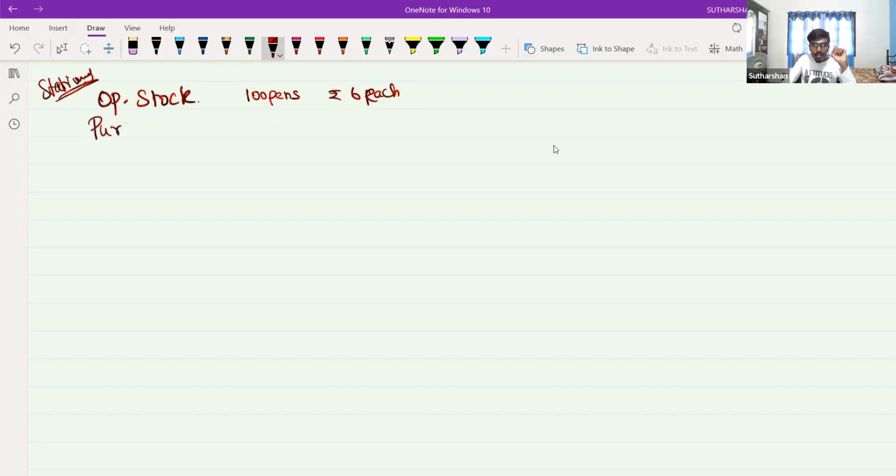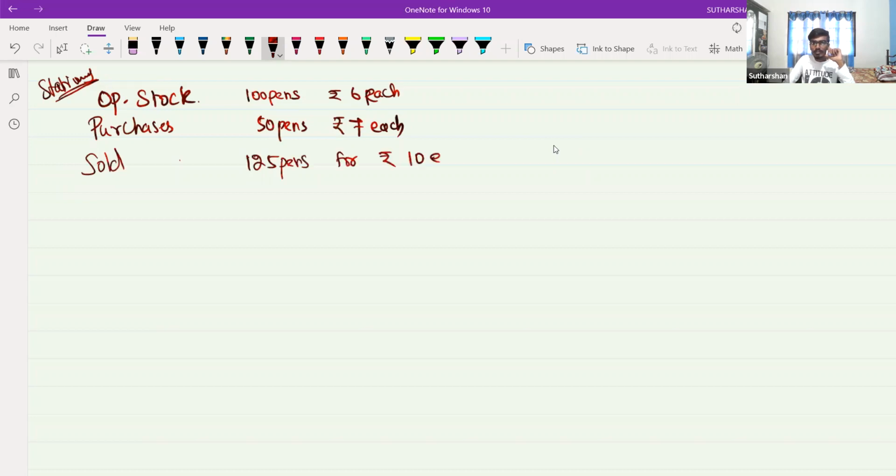In the current period I will purchase 50 pens for rupees 7 each. Then at my closing stock, I have left with 25 pens. I will sell 125 pens for rupees 10 each.